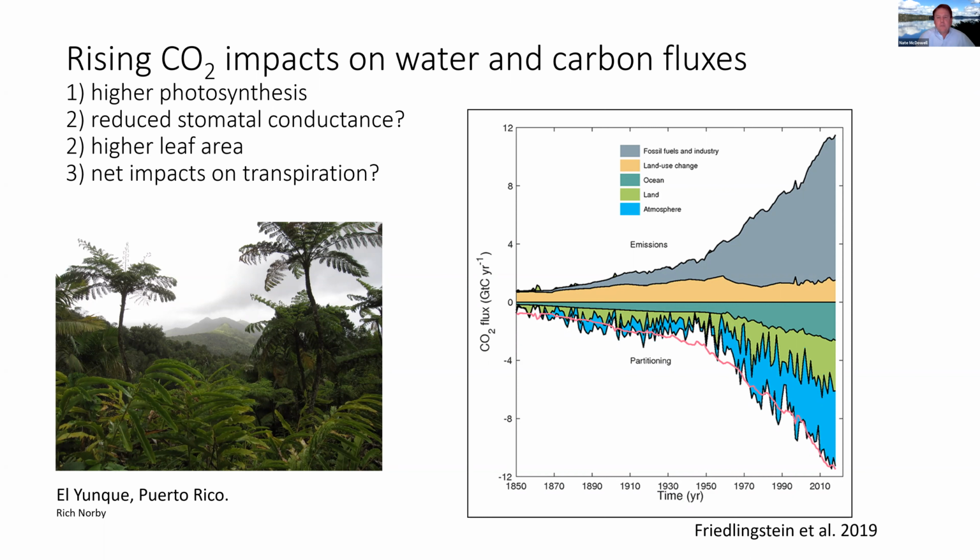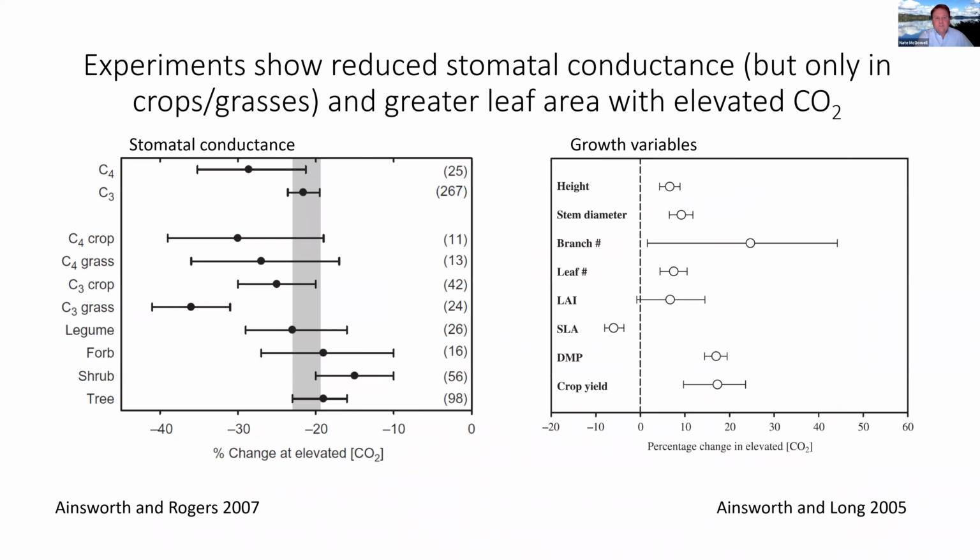The figure on the right is this classic figure you all know. We have this increasing terrestrial land carbon sink, and this is largely attributed to the rising CO2 concentrations. So this is pretty clear evidence that there is CO2 fertilization. And then we can get into the mechanisms and think about, well, how does this happen?